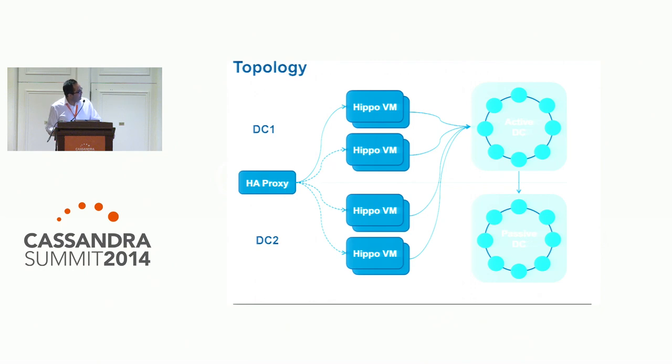What's interesting here is that our Cassandra clusters are a multi-data center setup. All of our Hippo VMs, which are split across two data centers, will only ever read or write to the active data center at any given point in time. We can get away with this because even though they're geographically separate data centers, they're quite close to each other. So network latency of a Hippo VM in DC2 talking to a Cassandra cluster in DC1 wasn't a massive issue for us. So that's high availability.